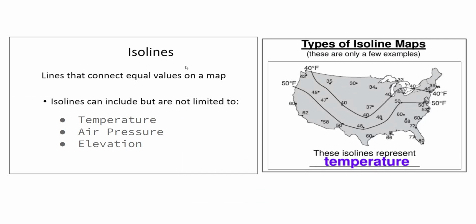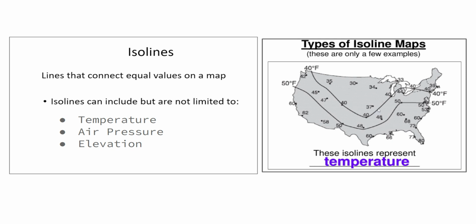So, what are isolines? Isolines are lines that connect equal values on a map. On a topographic map, or a map that shows something about the Earth, isolines are lines that represent equal values. For instance, this is a temperature map. This line right here represents 40 degrees Fahrenheit, meaning every point on this line is 40 degrees Fahrenheit on this map. This is a map of the United States.